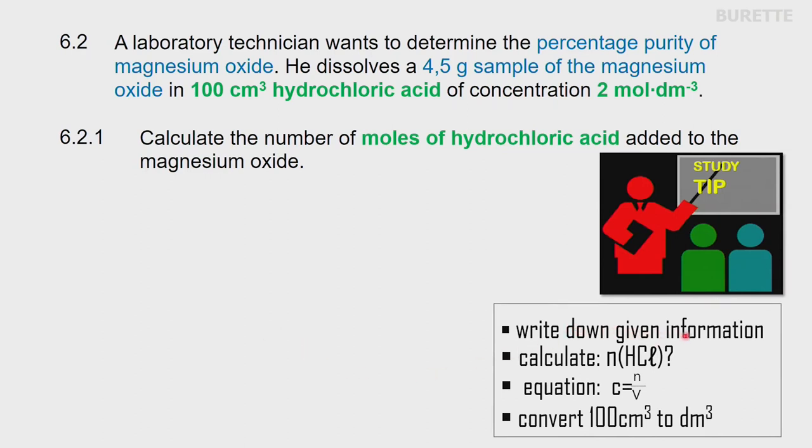Always write down all the given information, like what? 4.5 grams, 100 cubic centimeters or milliliters of hydrochloric acid. The hydrochloric acid has that volume, that's V. The hydrochloric acid has this concentration, C. You got it? And then you calculate the moles of hydrochloric acid, because that's what they want. The equation that you're going to use is C is equal to n over V. So you take the C and the V from the data you get from here somewhere, and then you convert the 100 cubic centimeters to cubic decimeters. So that's one step. Are you ready to do that?